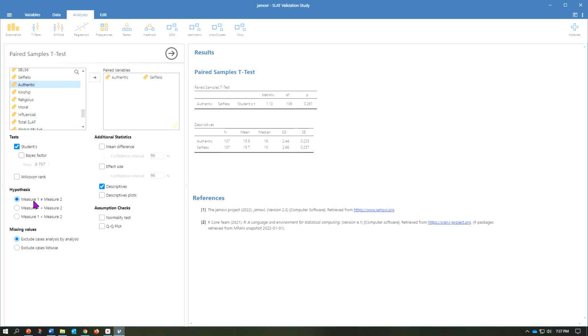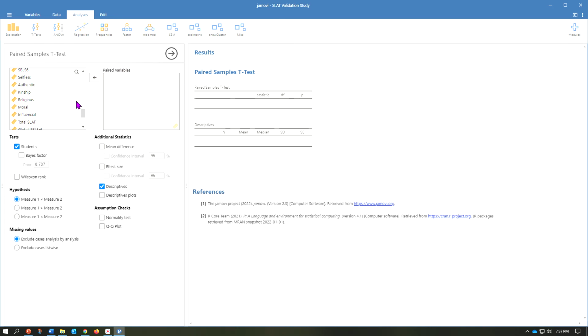We will click the descriptives, and our hypothesis is basically stating that to reject this hypothesis, the two different measures will not be equal. In this case, the paired variables are authentic and selfless. The two values are 15.9 and 15.7, and you can tell those mean scores are very close together. You would expect that not to be significant. And sure enough, our p-value, which should be less than the 0.05 alpha level, is not below 0.05, therefore it is not statistically significant.